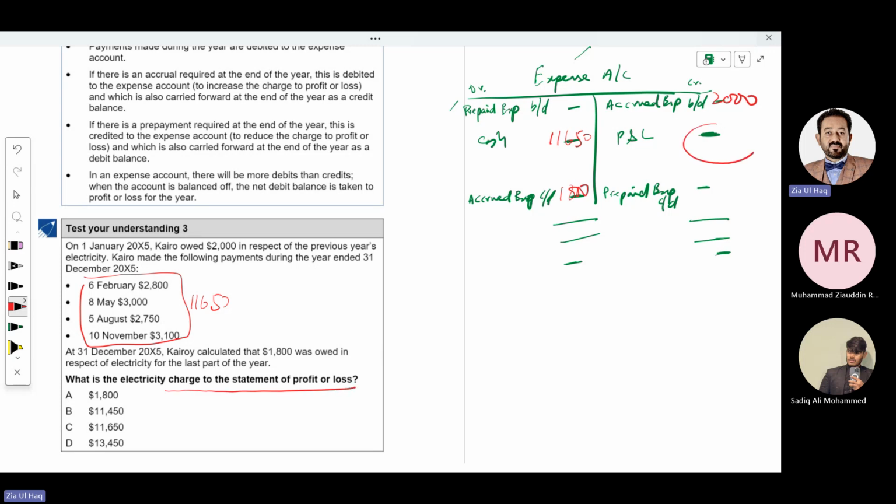What is the electricity charge to the statement of profit and loss account? You need to identify this balancing figure. So what you need to do, this side is looking bigger. So 11650 plus 1800 becomes 13450. We will write 13450 here and deduct 2000. So the balancing figure is 11450. Which option? 11450, option B. Is that fine?